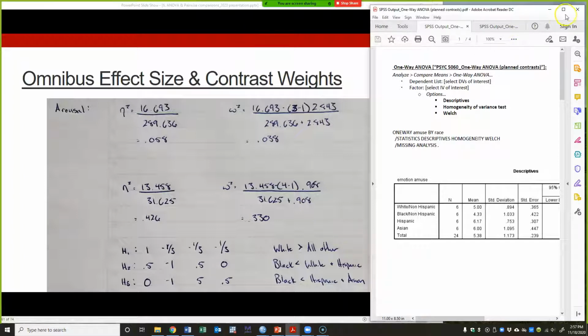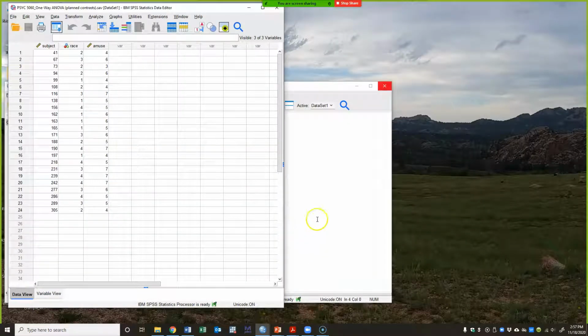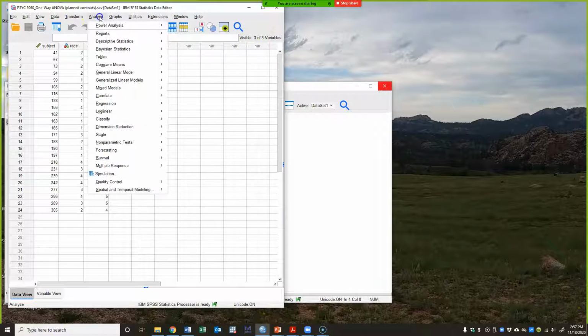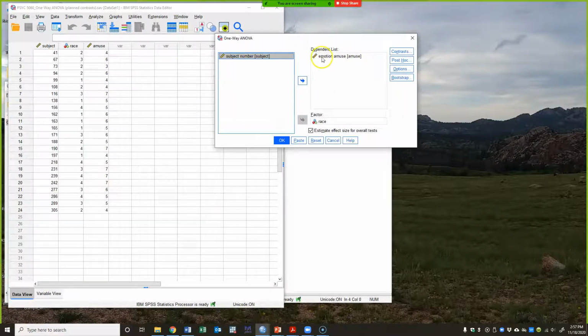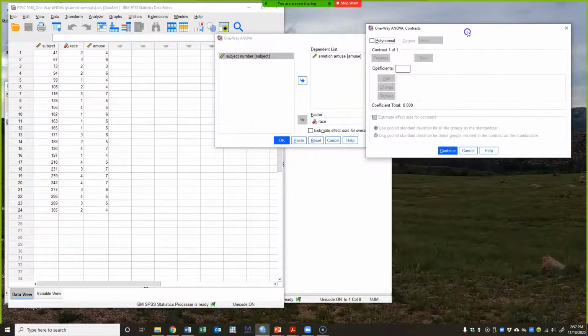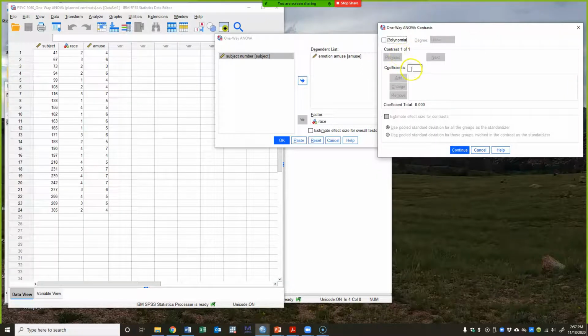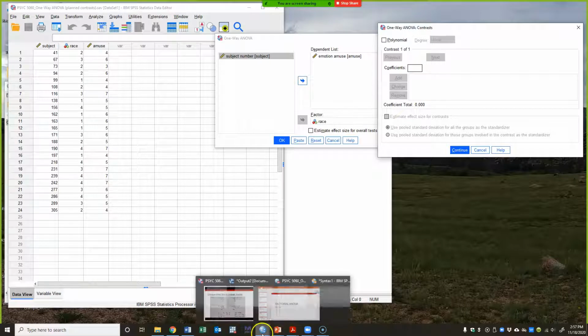All right, so we could do this by hand, but we won't. We'll do it in SPSS because that makes it faster. So I'm going to go through Analyze, Compare Means, go back to One-Way ANOVA. We've got amusement ratings here. We've got my grouping variable here. I'll turn that off. I don't need that to do things again. But I'm going to click Contrasts. All right, let's see. Now let's see, they changed this around.